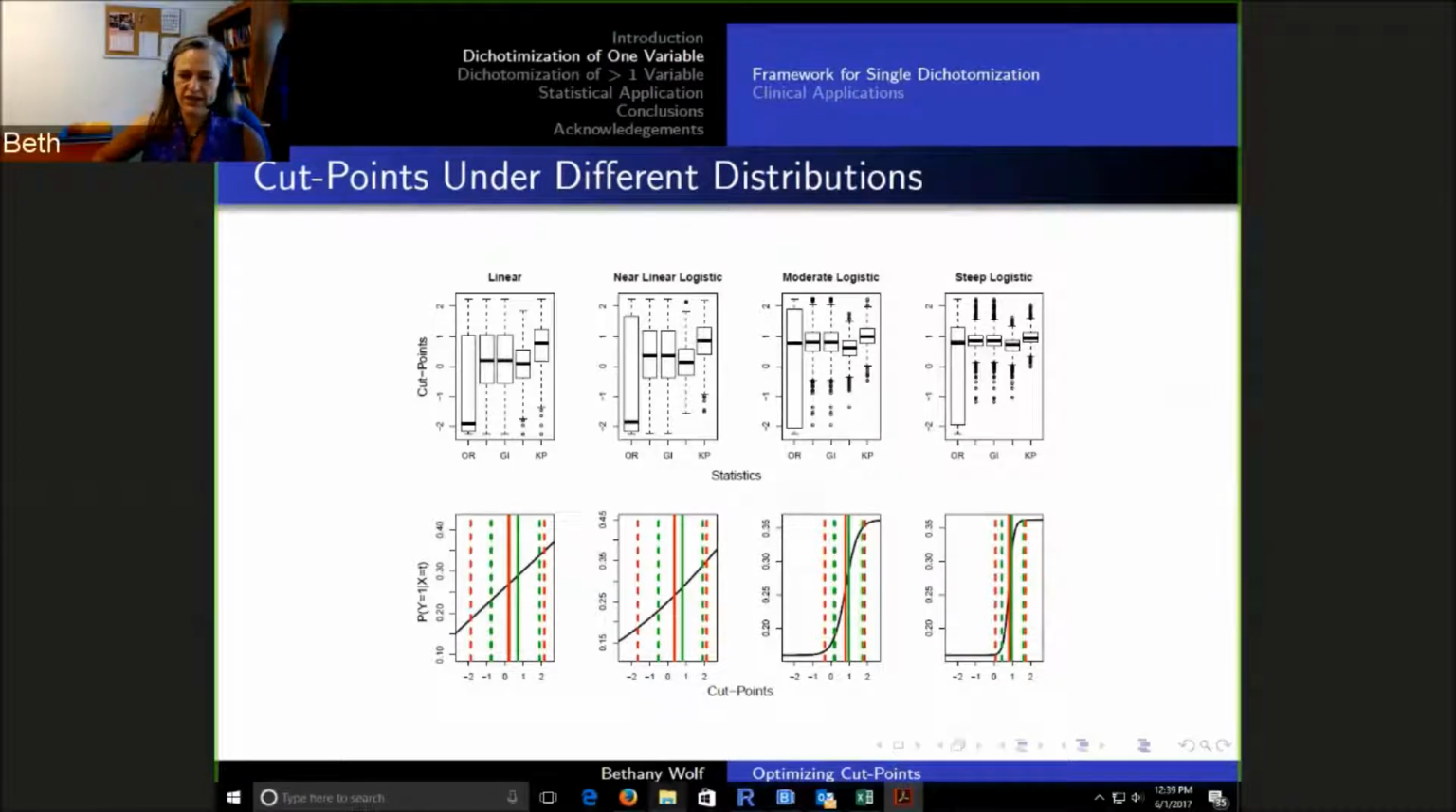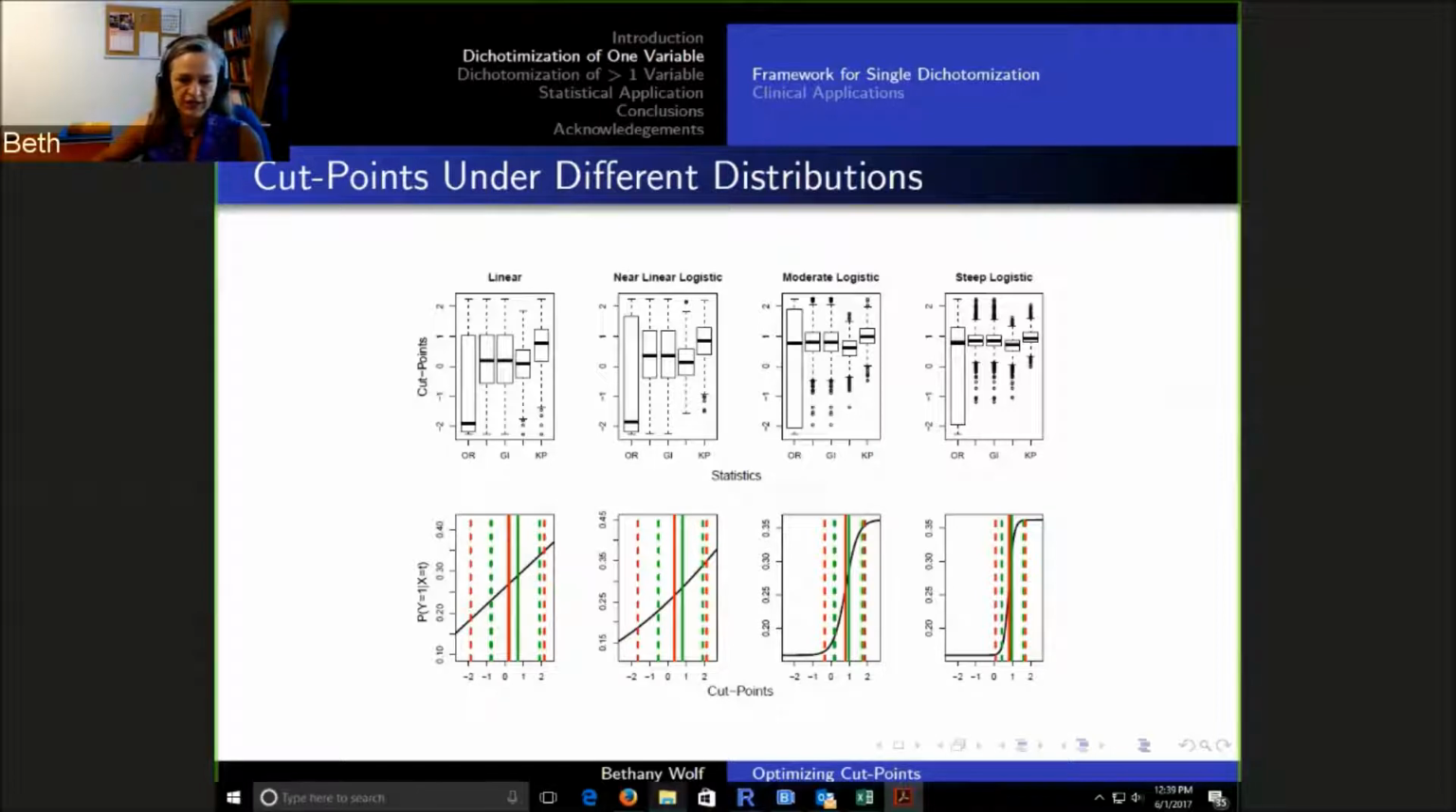But the flip side of that coin is, as we look at the linear and the near linear logistic, as I said, you really don't want to believe that there's a good cut point because you're sort of increasing linearly in your probability of disease as X increases. And so what you want is something that gives you a fairly broad confidence interval around the distribution of cut points that you might select for those particular variables.